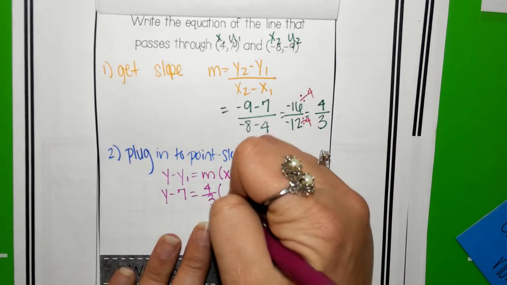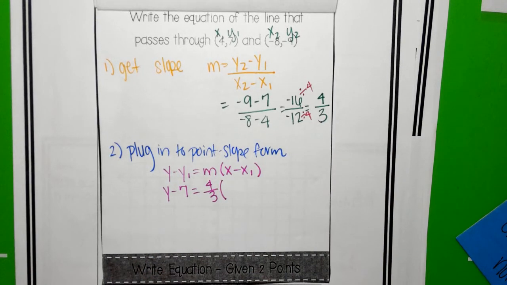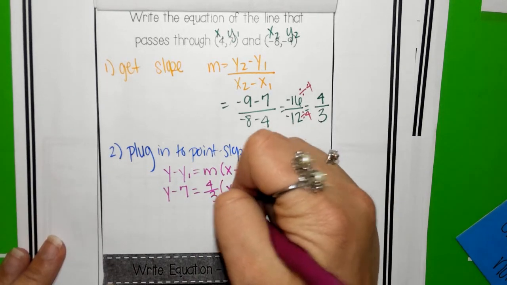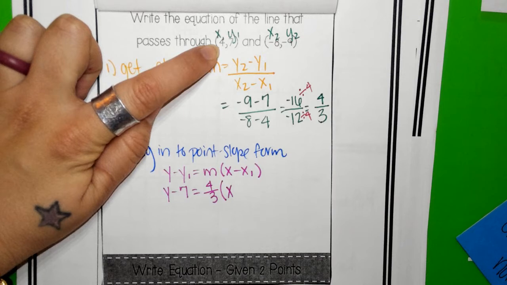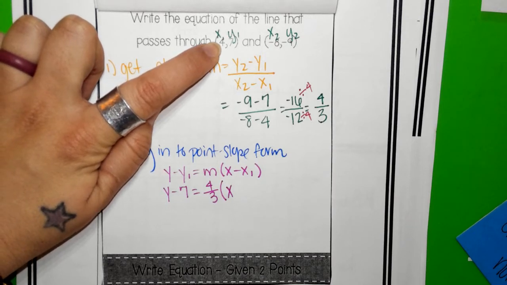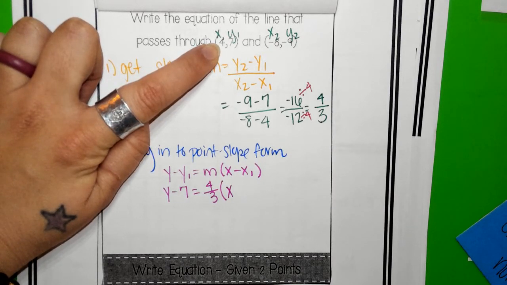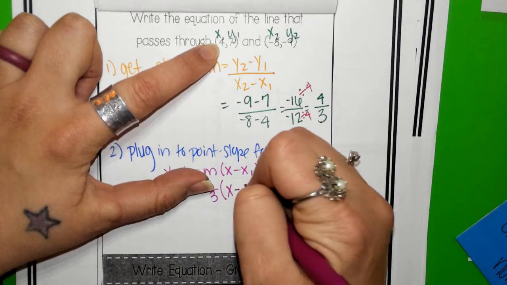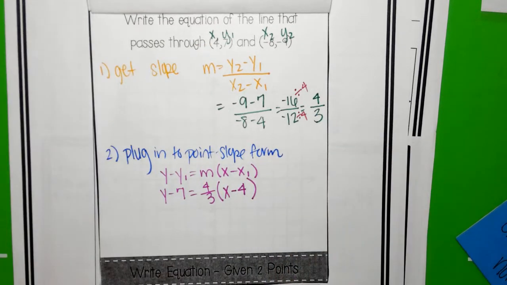Stop. Alright, then parentheses. What comes after the parentheses? x. Alright, what's our x1? -4. I mean, +4. So are we going to put minus 4 or plus 4? Minus 4. Boom. We're done.